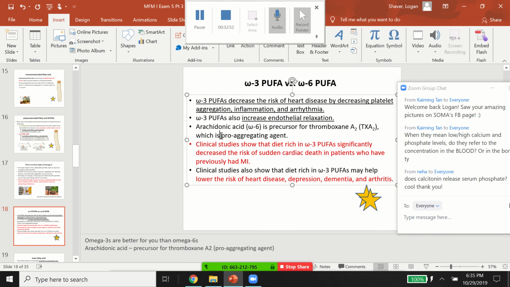And so therefore it's known as a pro-aggregating agent. So therefore, not very good to have a lot of thromboxane A2, because of course it can lead to a risk of sudden cardiac death in people that have MI and stuff like that. But what this point is actually saying is that a diet rich in omega 3 will actually prevent, well, somewhat prevent, of course, those types of disease or disorders happening, right? So omega 3 is much better for you than omega 6.